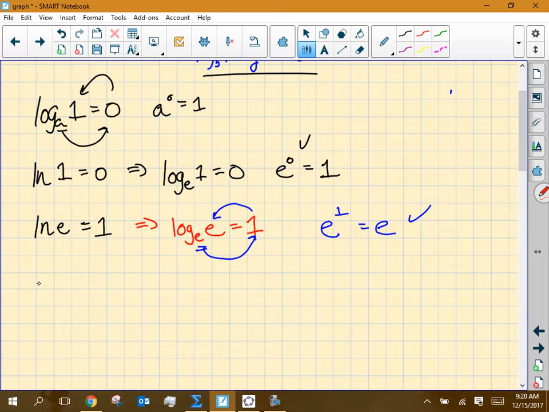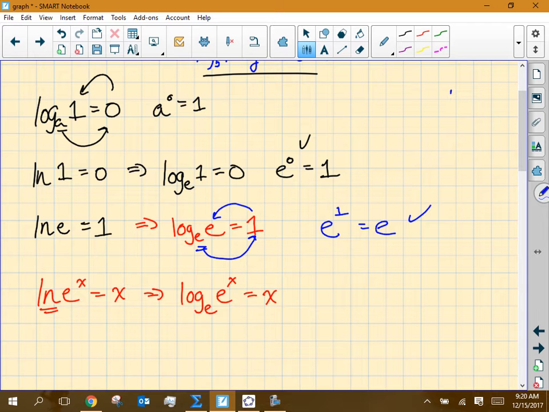Okay, so if I got something like ln of e to the x, that should give me x back. Rewriting that as log base e, so that's the ln part, I then have e to the x equals x. That's how we rewrite that.